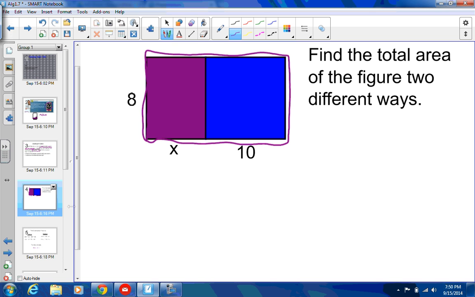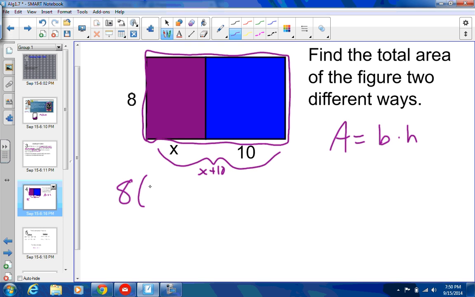All right, one way you might want to do it is by realizing that the area of a rectangle equals base times height. So if we want the whole rectangle, we know that the area would be the height, which is 8, times the base, which is this whole thing. To figure out what this whole thing is, you just add them together, so you get x plus 10. So we'll multiply it by x plus 10.